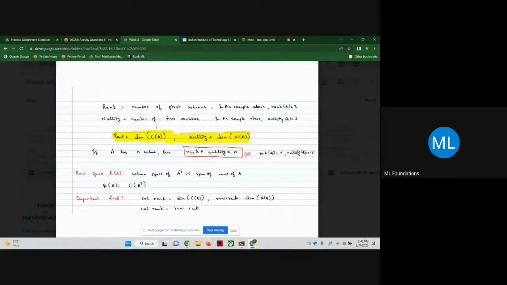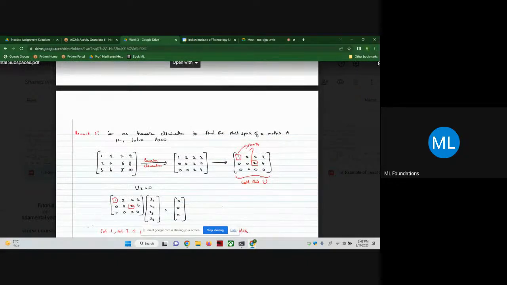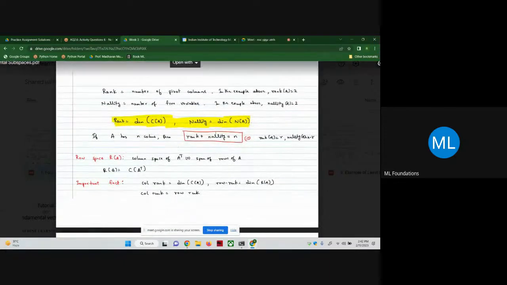Then the other important thing is the rank plus nullity, that will be equal to the number of columns. In this particular case, you could see it has 4 columns, right? The rank is 2, and the nullity is 2. So 2 plus 2 will be equal to the 4 columns. This is important: the rank plus nullity will be equal to n.